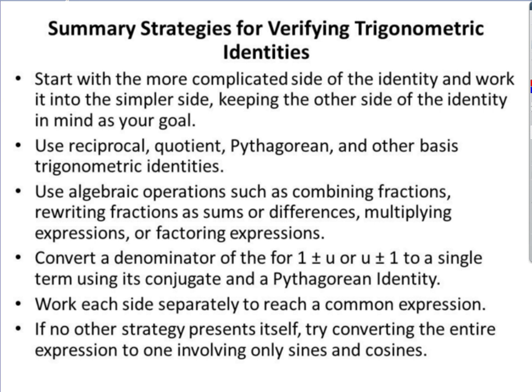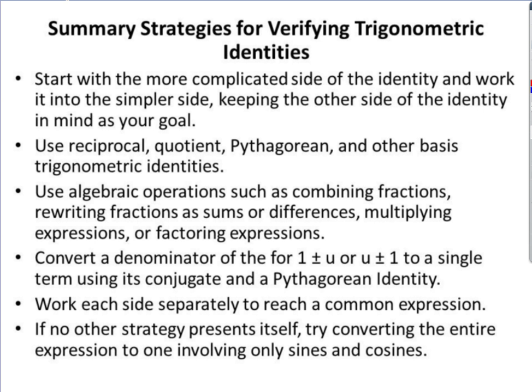So when we summarize what we're doing when we're verifying trigonometric identities, you're going to start with the more complicated side of the identity and work it until it's the simpler side, keeping the other side of the identity in mind as your goal. Use reciprocal, quotient, Pythagorean, and other basic trigonometric identities. You can use your algebraic operations, such as combining fractions, rewriting fractions as sums or differences, multiplying expressions, or factoring expressions.